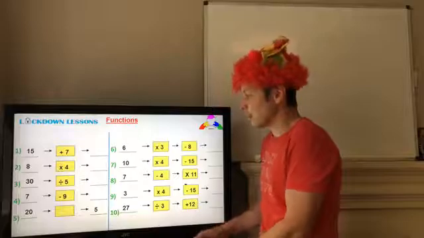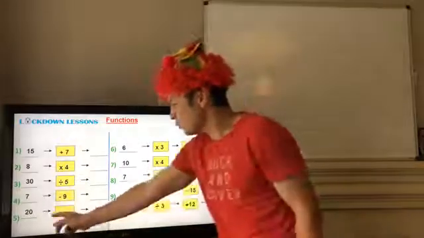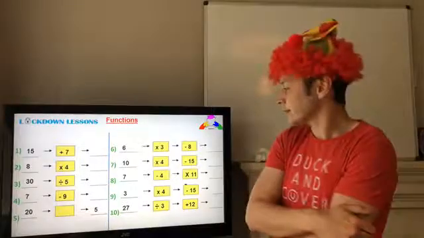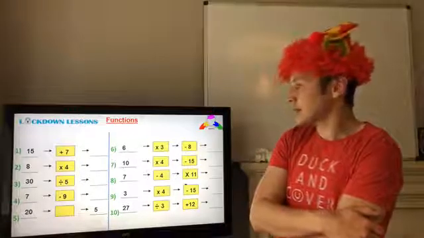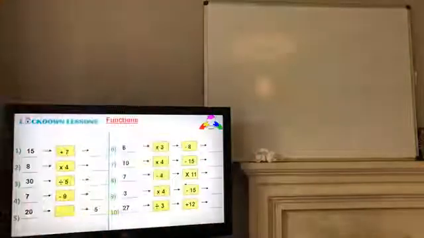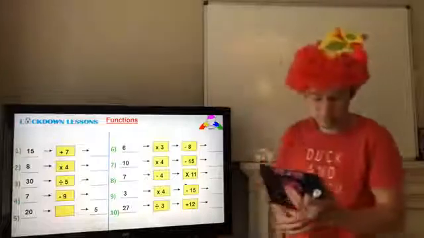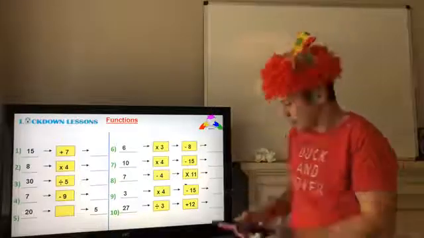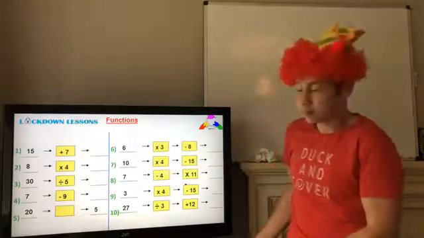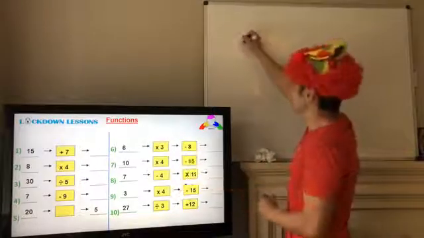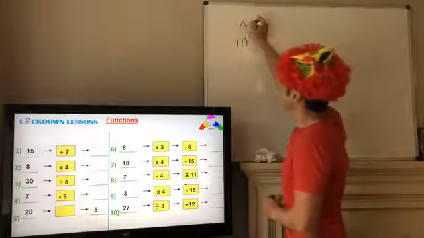Okay, so it's working out what comes out of each function machine. And in this one, you're working out the possible function. What could the function be? If you manage to finish with those, I'm going to give you a super challenge on the board.